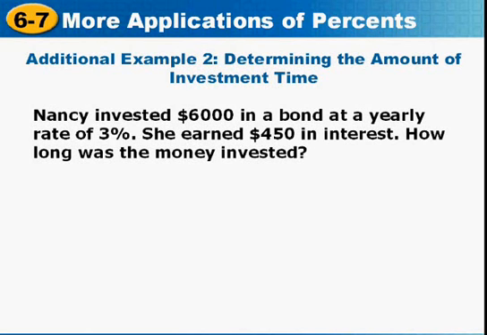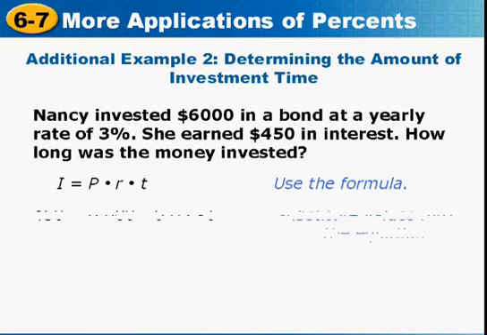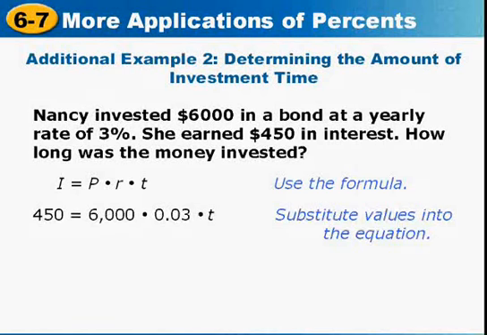So Nancy invested $6,000 in a bond at a yearly rate every year of 3%. She earned $450 in interest. How long was the money invested? So she earned $450. Let's see how long it took her to earn it. I equals PRT, because we're talking about interest. And so this time we know the interest. We know the interest now, so we're going to put $450 in for I.